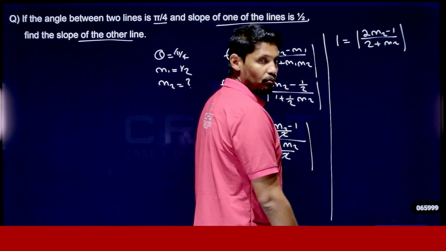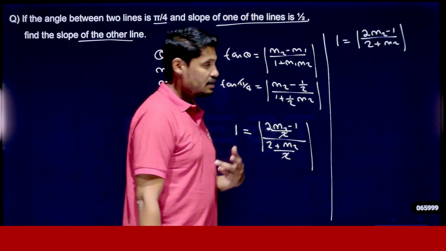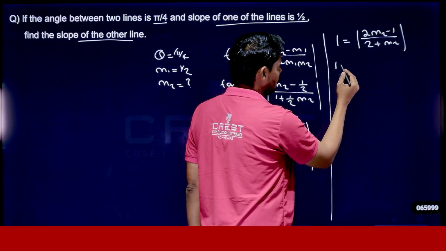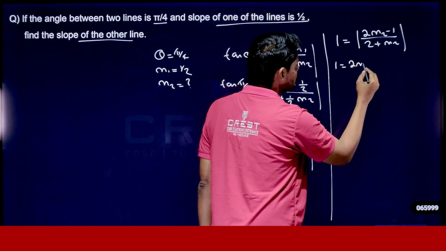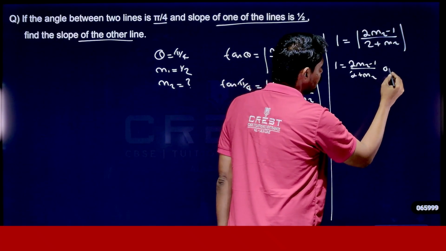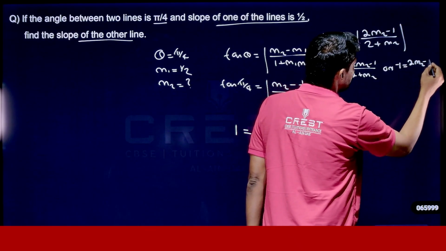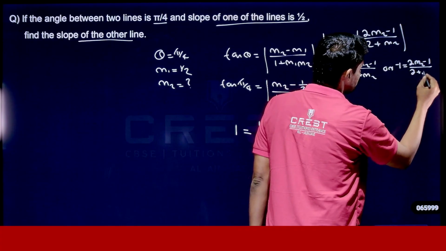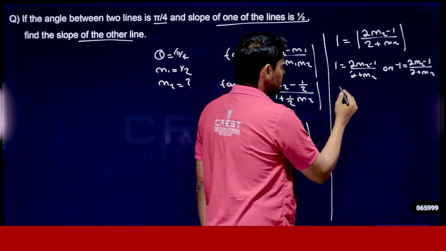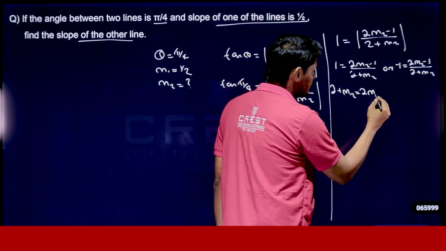Now, how can you avoid the modulus? When you avoid the modulus, there will be two cases: either we can have a positive value or a negative value. So it will be positive: 1 equal to (2m2 minus 1) divided by (2 plus m2), or negative: negative 1 equal to (2m2 minus 1) divided by (2 plus m2). These are the two cases. When you cross multiply, you get 2 plus m2 equal to 2m2 minus 1.